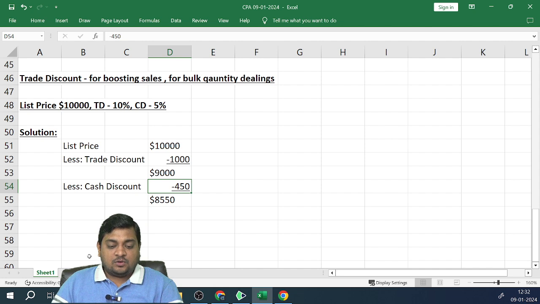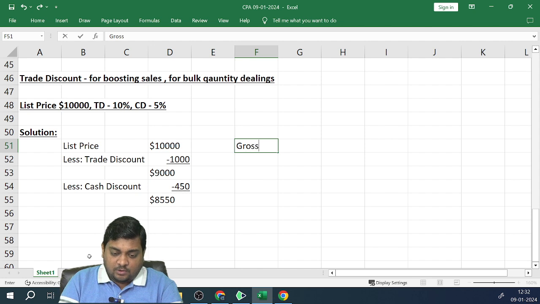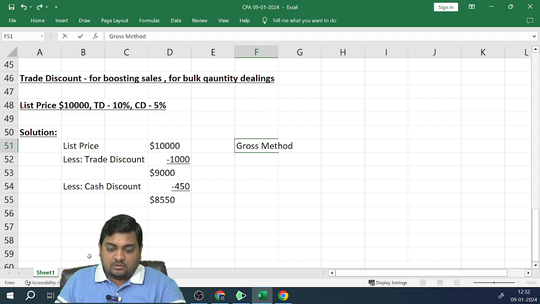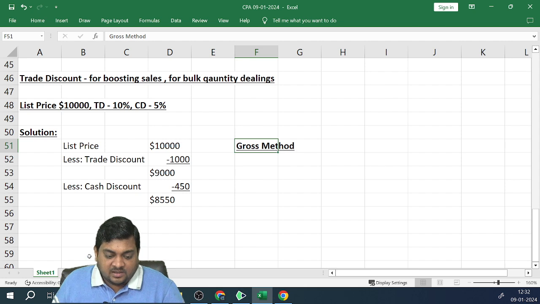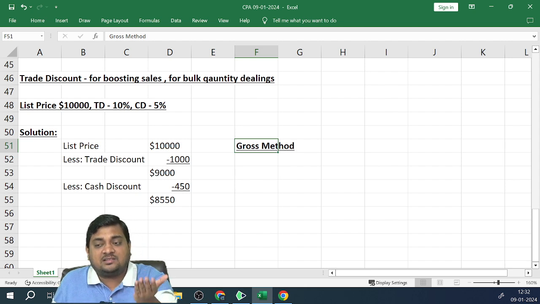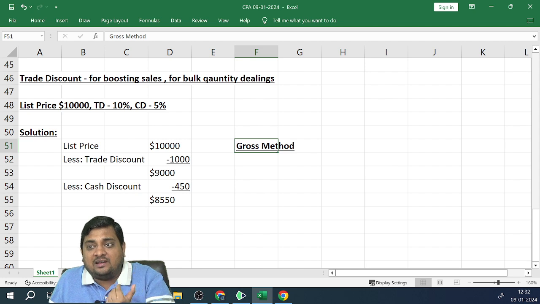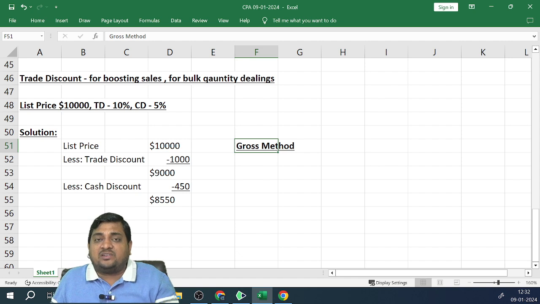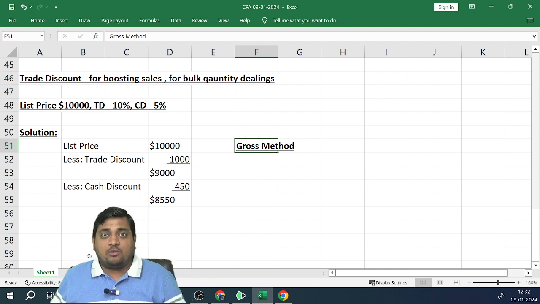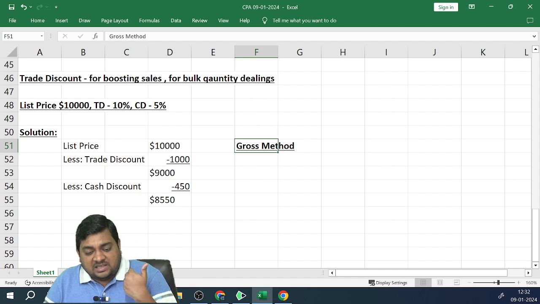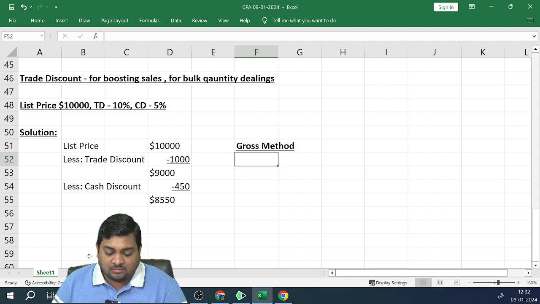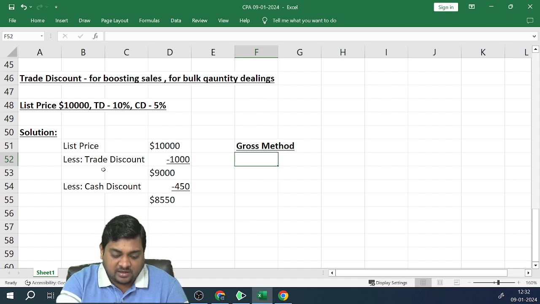Right? So what is the journal entry we are going to do? If I'm talking about the gross method, see, trade discount you did not have to avail, unlike cash discount. Cash discount is like if you pay within a certain period of time, then only you get it. But in case of trade discount, you don't have to avail it. The person itself is giving you, right? So anyway, this is my gross figure.